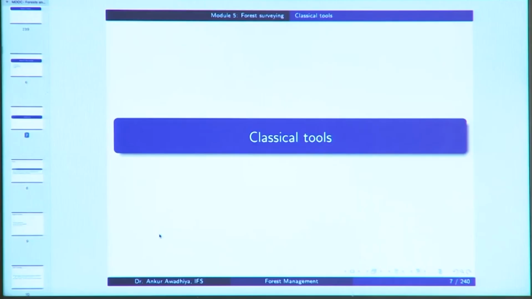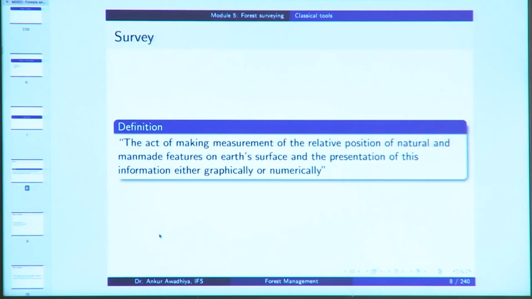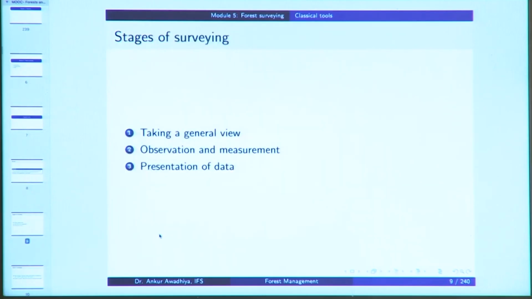Namaste. We move forward with our revision, and today we will start with module 5, forest surveying. So, we saw that survey is the act of making measurement of the relative position of natural and man-made features on the earth's surface and presentation of this information either graphically or numerically. So, you take measurements and you also have to present this data either graphically or numerically.